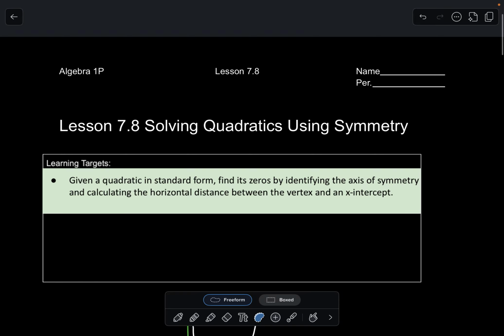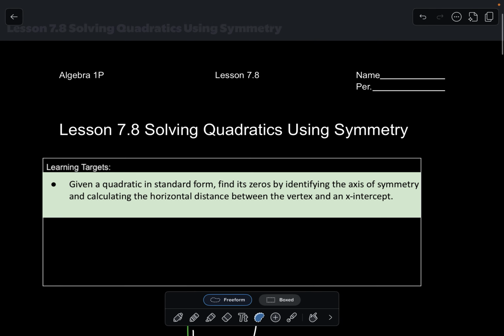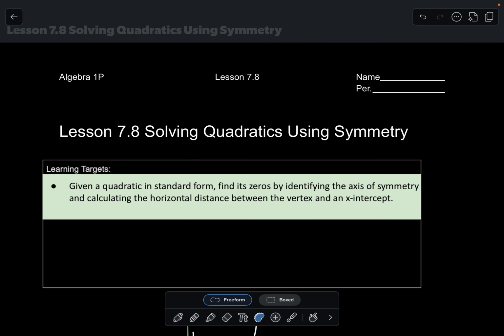This is Mr. Eggleston, and this is the ultimate lesson, lesson 7.8, solving quadratics using symmetry, which is basically introducing you to the very famous quadratic formula. The premise is that a parabola is symmetric across the axis of symmetry. If you know where the axis of symmetry is, and you know one of the zeros, and you know that distance from the axis of symmetry to that zero, you know there's another zero on the opposite side of the axis of symmetry at the same distance away.